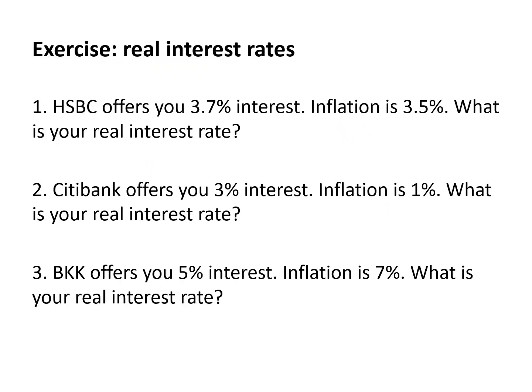Let's look at this exercise. 1. HSBC offers you 3.7% interest, so this is nominal. Inflation is 3.5%. What is your real interest rate? 2. Citibank offers you 3% interest. Again, this is nominal. Inflation is 1%. What is your real interest rate? And finally, BBK offers you 5% nominal interest rate. Inflation is 7%. What is your real interest rate?